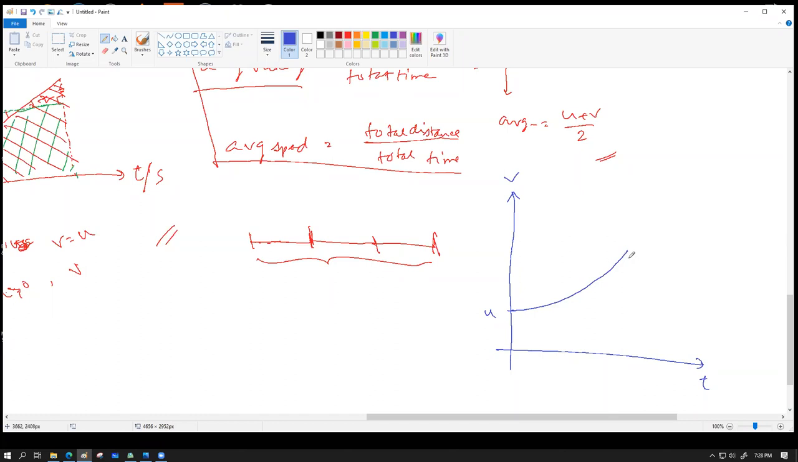So what is going to be the implication? Let's say after t time, the object reaches over here. If I just draw a dotted line up to the x-axis, or the time axis, this is going to be my area, and this is going to be the total displacement made by the object, which totally makes sense.